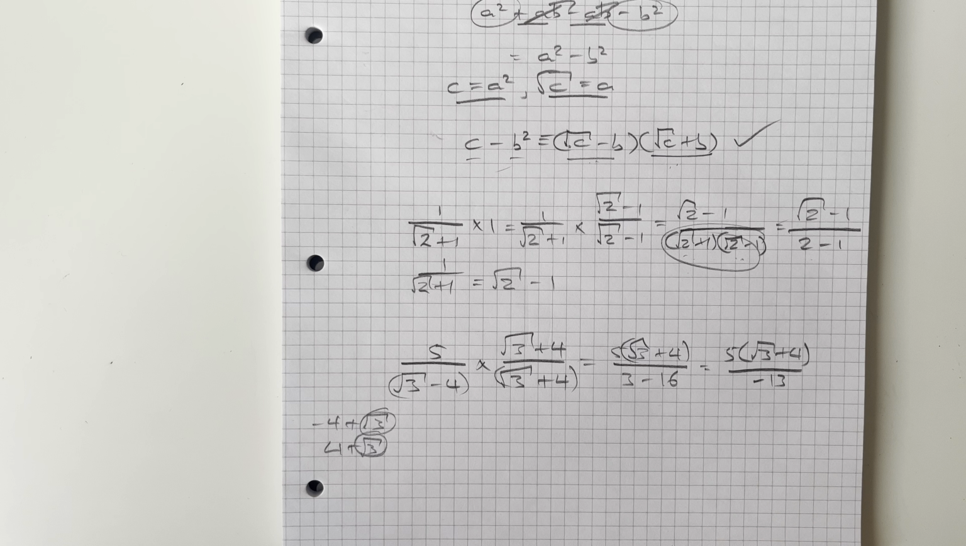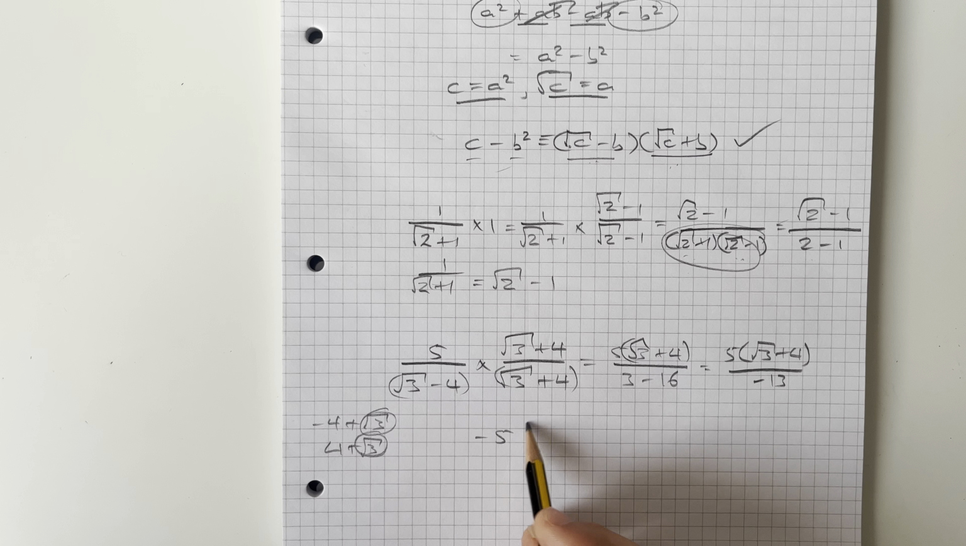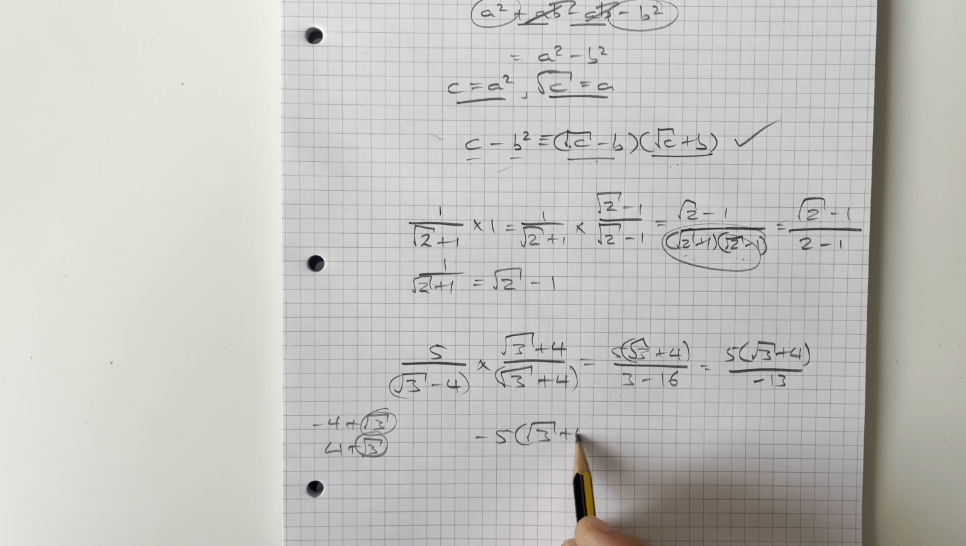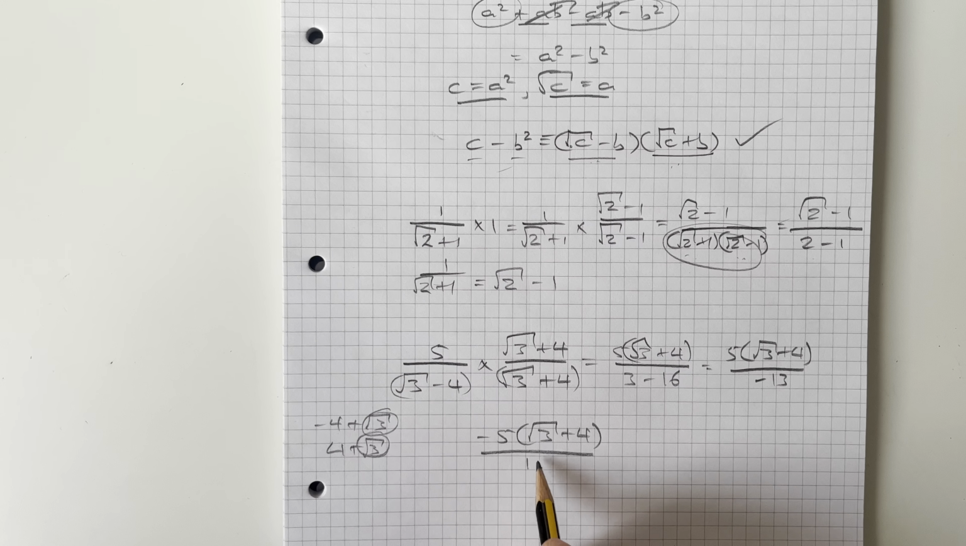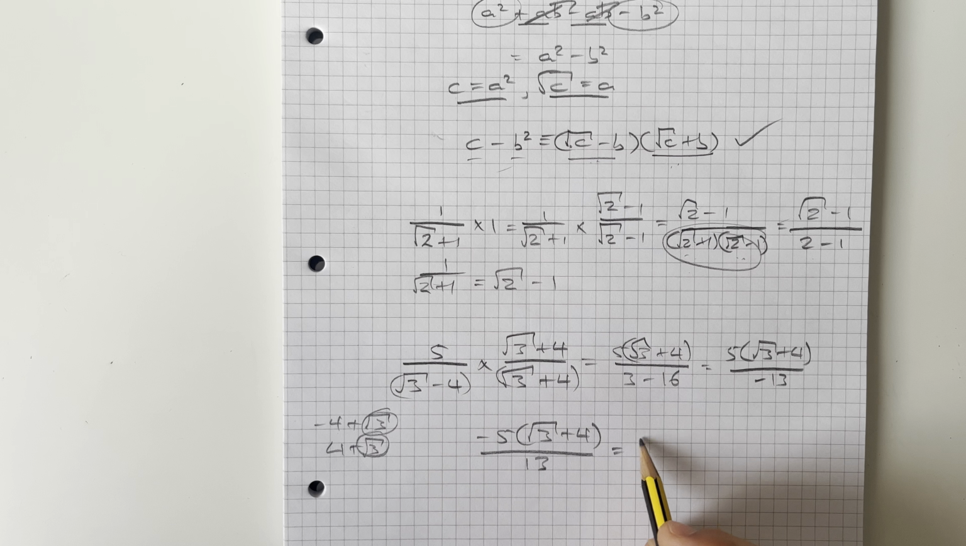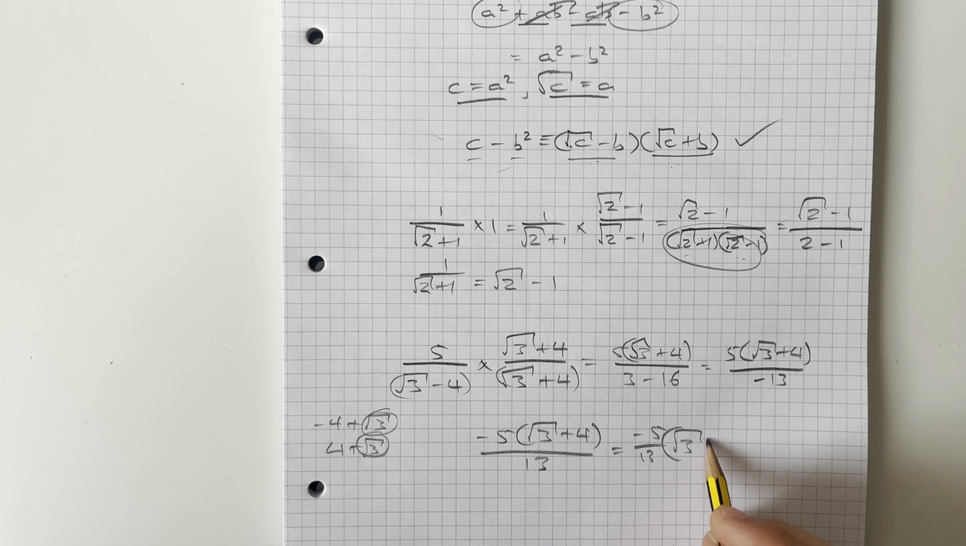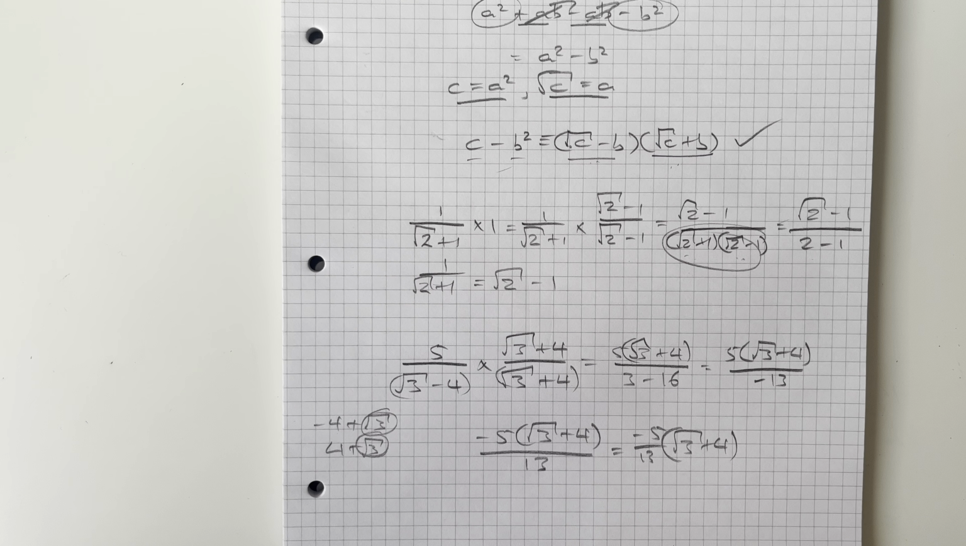It doesn't happen in this case, so the next thing we can do to simplify is either expand the bracket or leave it as it is, it doesn't matter too much. But generally we want the negative sign on the top. We don't want negative signs on the denominator, we want them on the numerator, so we'll bring that up there. So what we have is minus 5 root 3 plus 4 over 13. Sometimes it's written like this: minus 5 over 13, lots of root 3 plus 4. No difference there, they're exactly the same answer.